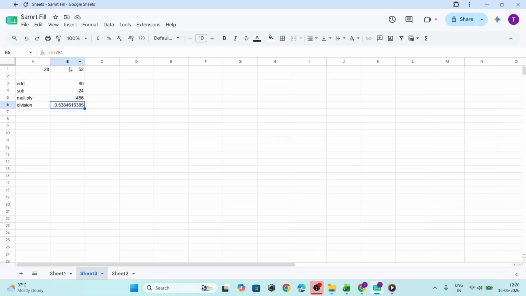Once you understand these four formulas, you'll be able to handle many everyday spreadsheet tasks with confidence. Practice each one a few times and you'll quickly get comfortable using Google Sheets for basic math.